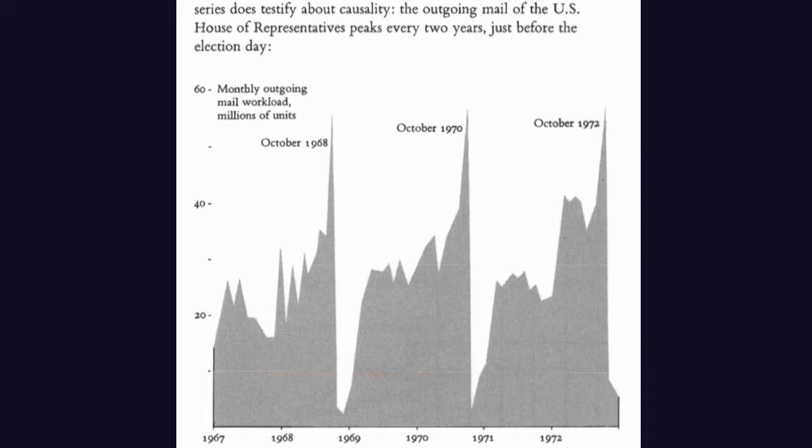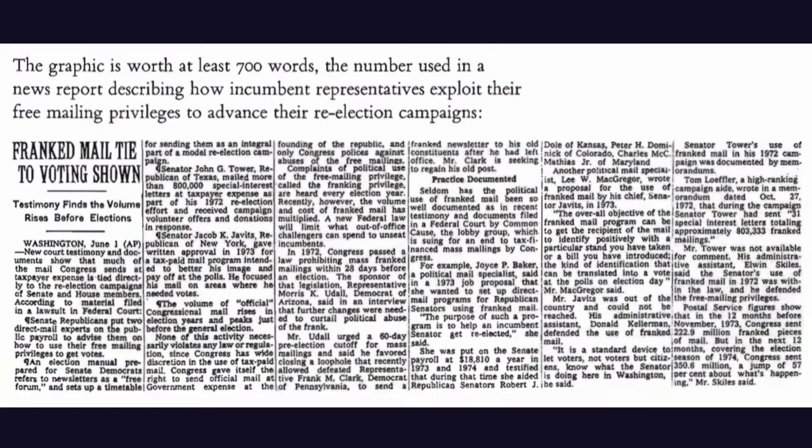This graphic shows how U.S. representatives exploit their franking privileges just before re-election time. And for international students, maybe I should explain, franking privileges mean that they get the use of free stamps, free postage. They can mail things out for free. And they do it primarily just before re-election time. Tufte says that that picture is worth at least 700 words, which is the length of this New York Times story, providing basically the same message.